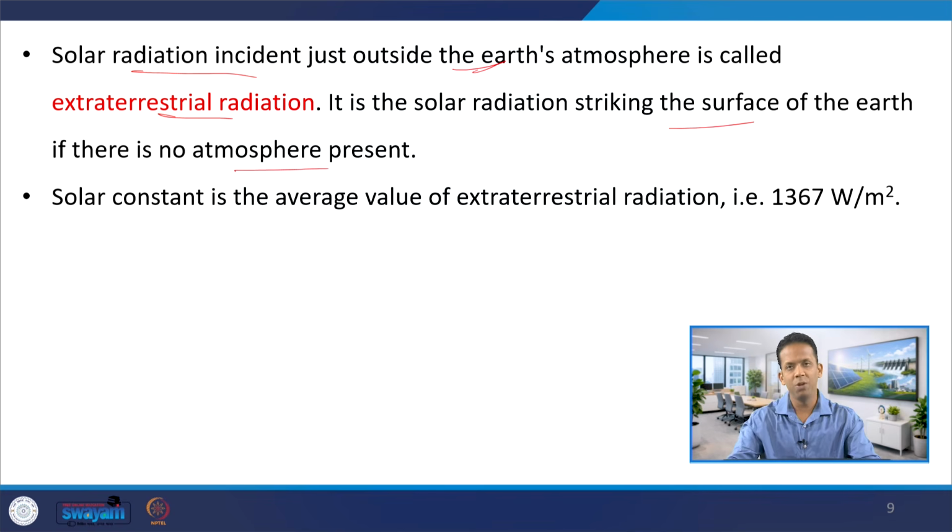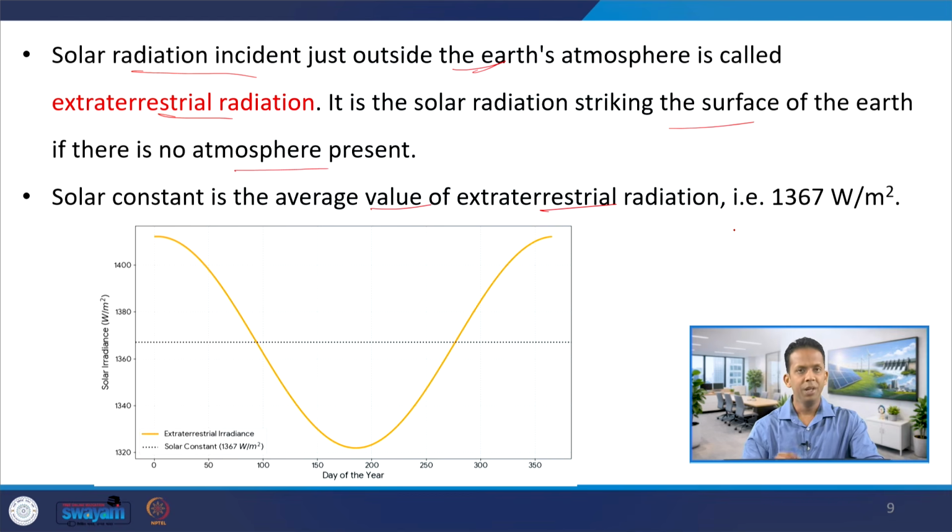Suppose you assume that there is no atmosphere, so whatever point we are talking about at the surface of Earth outside the atmosphere, the same amount of radiation would strike the surface of Earth. And the solar constant is nothing but the average value of this extraterrestrial radiation. If you account for that plus minus 3% with the time of the year, the solar constant or solar irradiance varies from about 1420-something to 1321. So that's the range within which the solar constant or extraterrestrial radiation can vary, and the average of this comes out to be the solar constant, that is 1367.